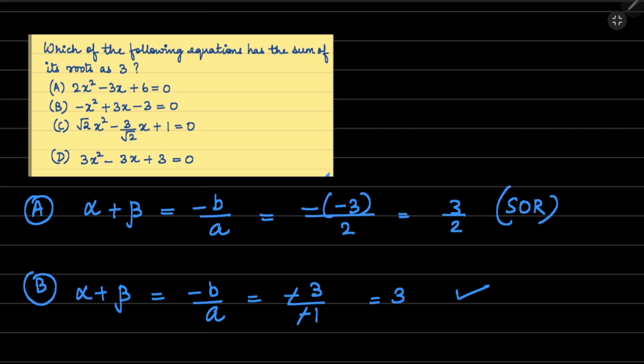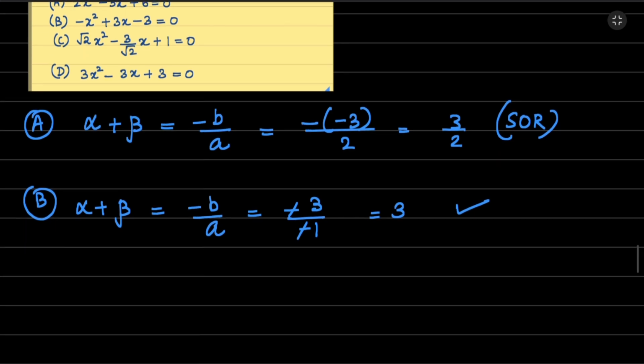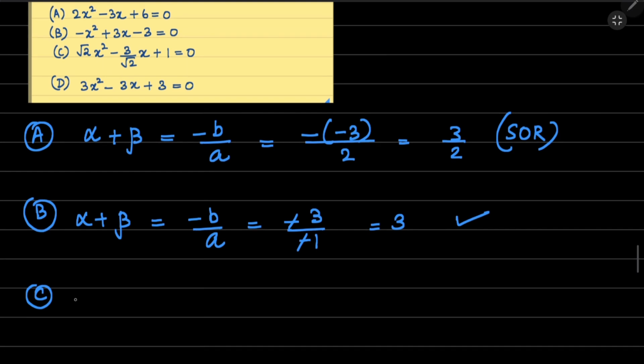So any one of the equations will have the sum of its roots as 3. If you want, you can calculate for C also. So for C, what do you have? Alpha plus beta. So this is your answer. The B equation is your answer because the sum of roots is 3. Now we are just checking for C and D as well.